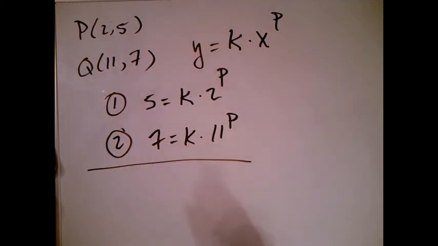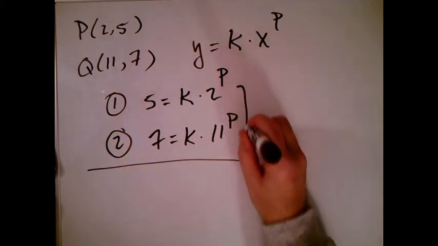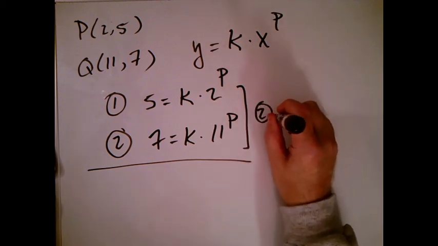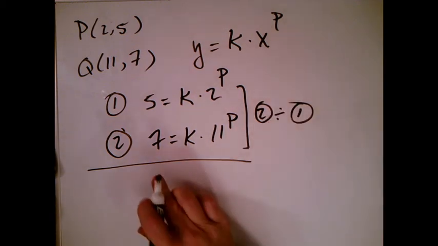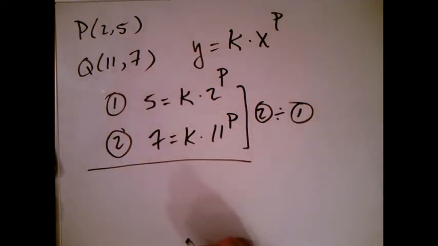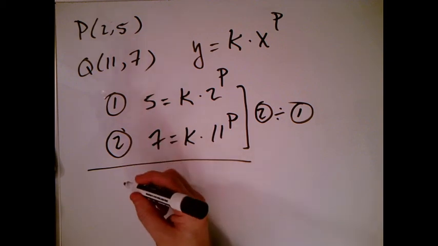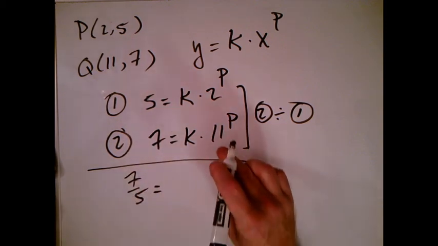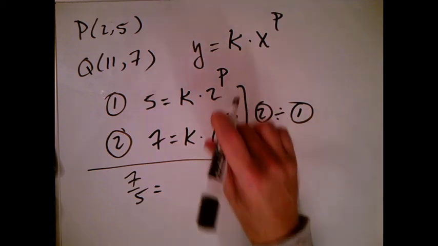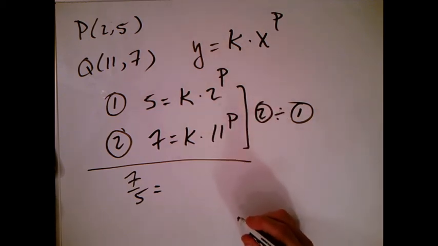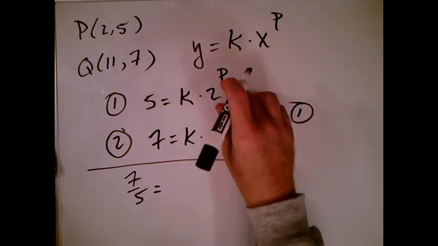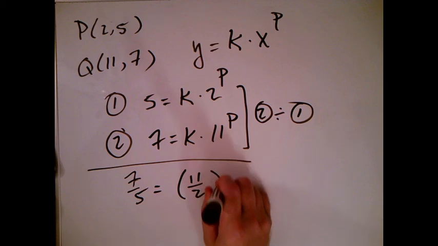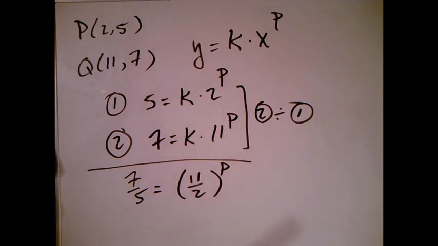And then we can solve this any way we want to. What I'm going to do is take equation 2 and divide by equation 1. Now what does that mean? I want to take the left sides and divide. I want to take the right sides and divide. 7 divided by 5 is just 7/5, like this. When I take k times 11 to the p divided by k times 2 to the p, first off, the k's cancel. And then I get 11 to the p over 2 to the p, and by rules of exponents, that's just (11/2) to the p.